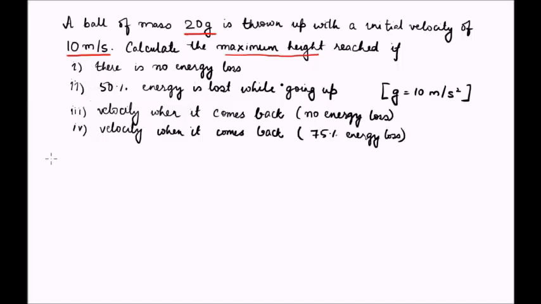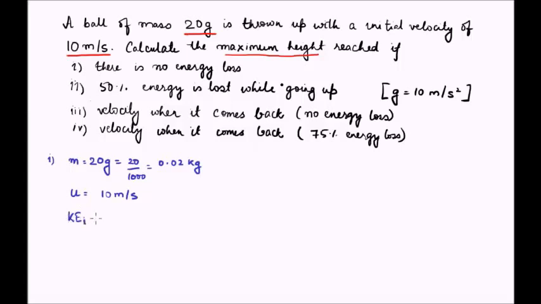We have mass as 20 gram. We need to convert it into kilogram. That will be 20 by 1000 and that is 0.02 kilogram. We know that the initial velocity, let me represent it by u, is 10 meter per second. And we are asked to find the maximum height reached if there is no energy loss. So what this means is that the initial kinetic energy due to the 10 meter per second speed will be equal to the final potential energy due to the height attained.